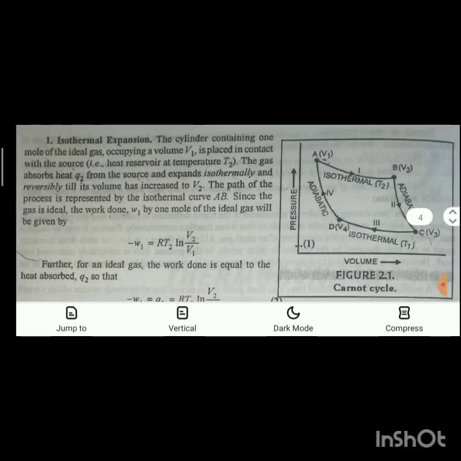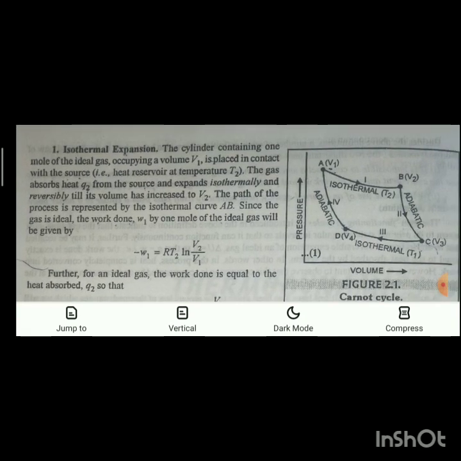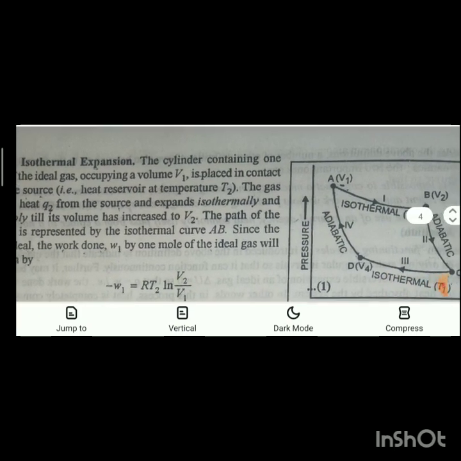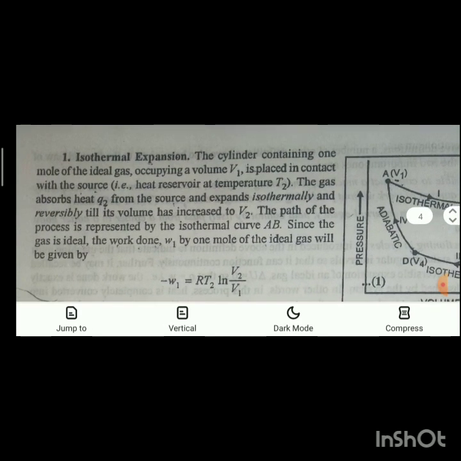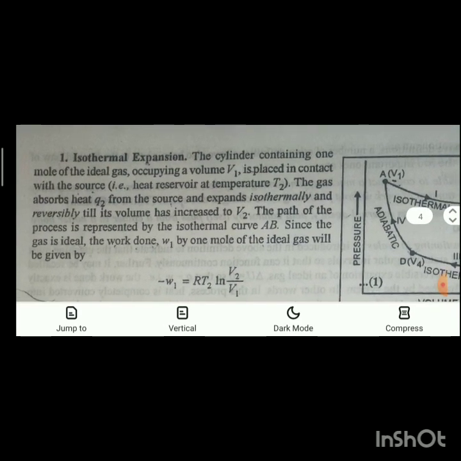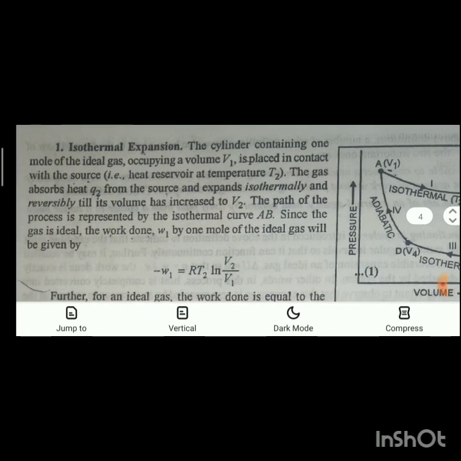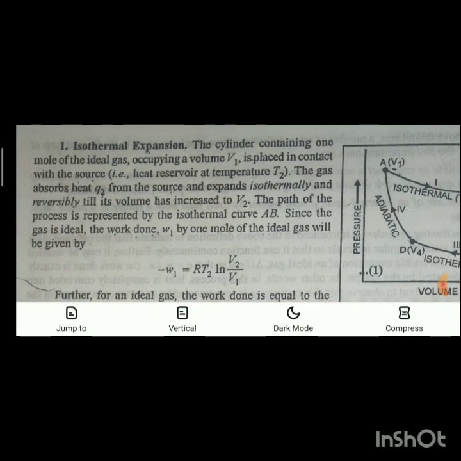The Carnot cycle consists of 4 different operations which can be represented on a pressure volume diagram, sometimes called an indicator diagram. These operations are carried out as shown in figure and are briefly described below. Number 1. Isothermal expansion. The cylinder containing 1 mole of ideal gas occupying a volume V1 is placed in contact with the source heat reservoir at temperature T2. The gas absorbs heat Q2 from the source and expands isothermally and reversibly till its volume has increased to V2. The path of the process is represented by the isothermal curve AB.